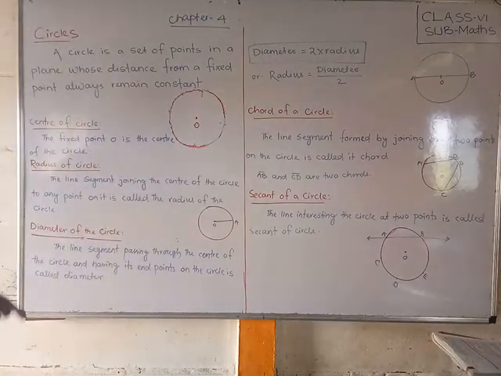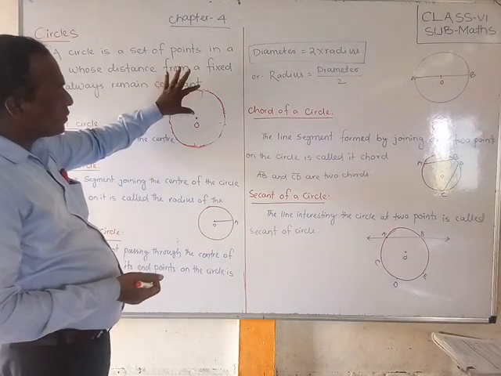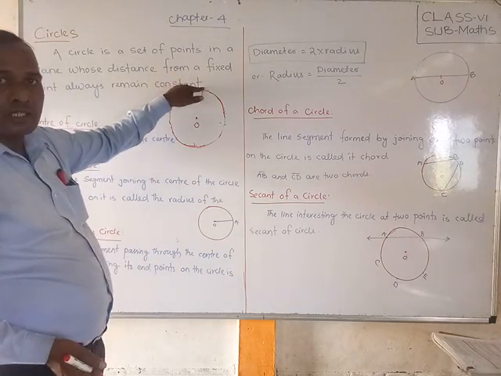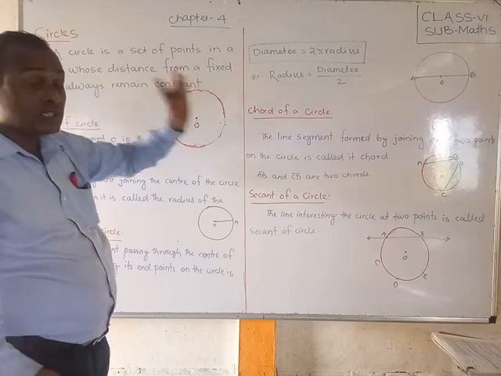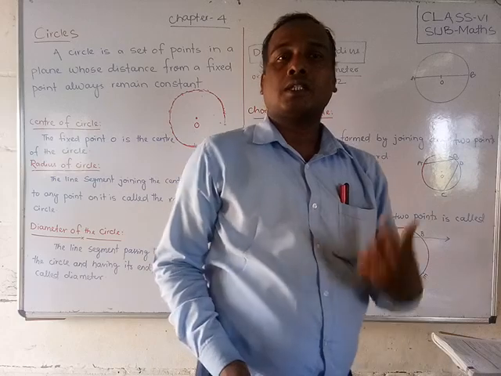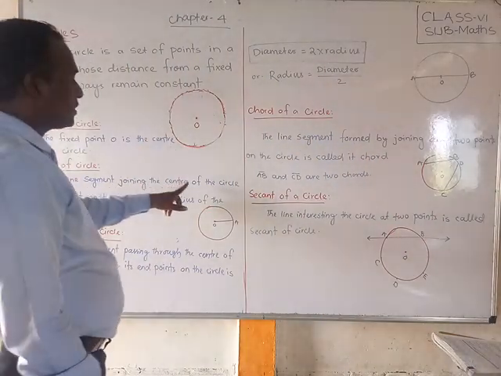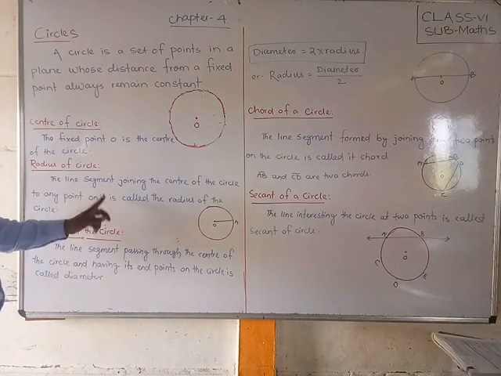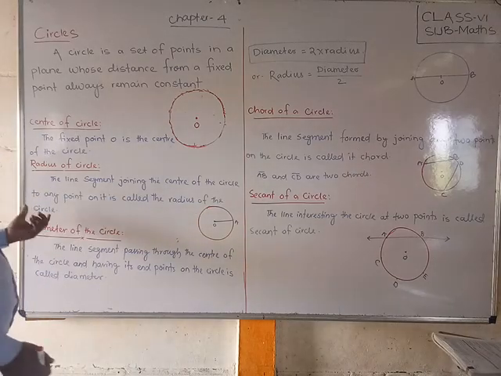Next, students, we are going to discuss the radius of a circle. I told you about one fixed distance from the center of the circle. That fixed distance from the center to the circle is a line segment called the radius. The line segment joining the center of the circle to any point on the circle is called the radius of the circle.